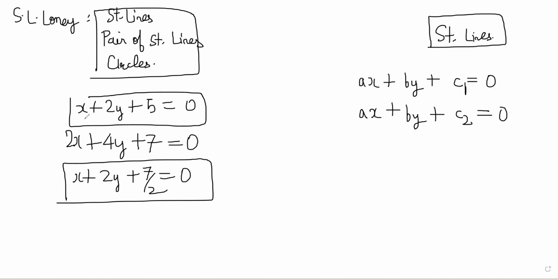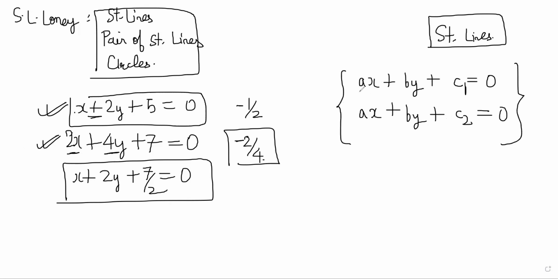Actually, for it to be parallel, this slope minus 1 by 2 should be equal to minus 2 by 4, right? So the ratio of the coefficients has to be the same anyway for it to be parallel. Sometimes the equations will not be given in such a way that A and B are the same, but then you divide to make it the same. The formula is valid only when you make A and B the same. C1 and C2 obviously have to be different, otherwise they will be the same line.